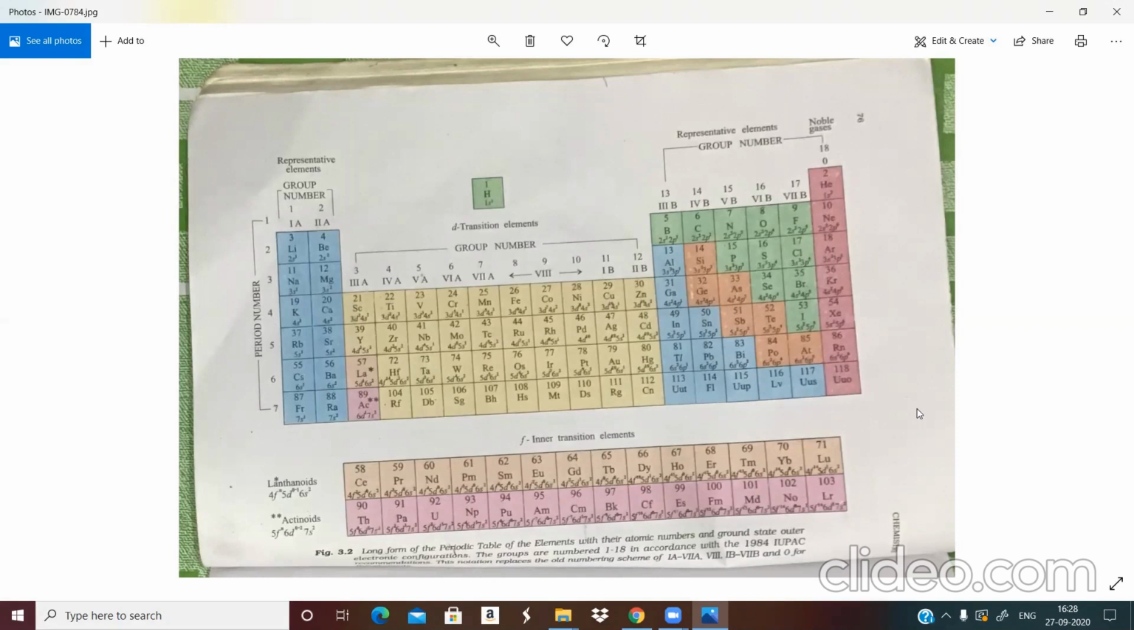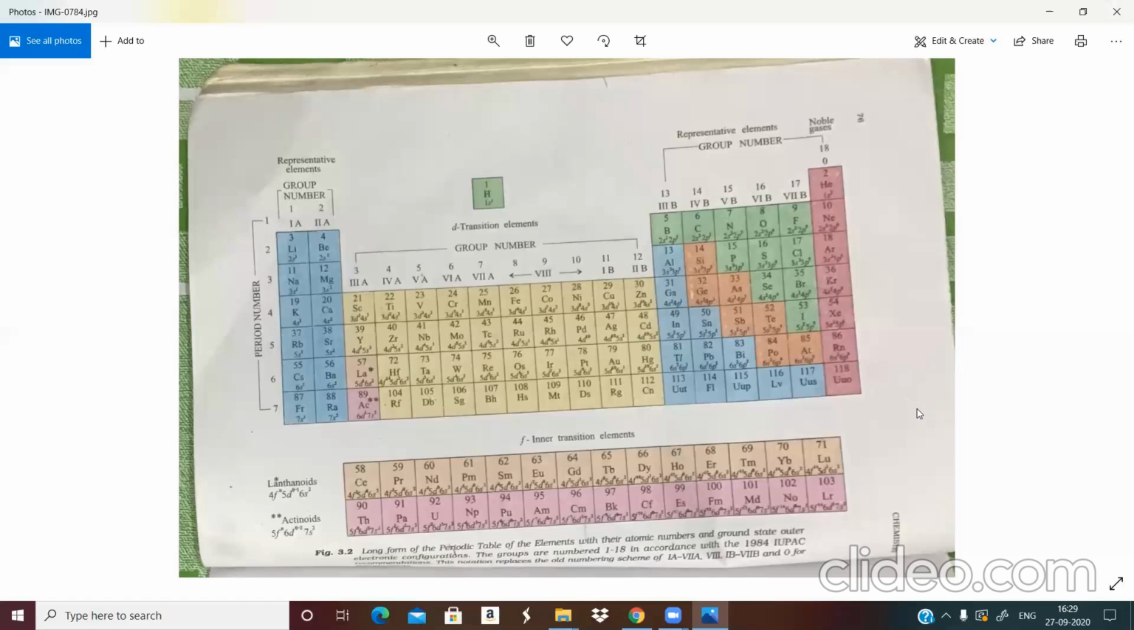Now we know that the period indicates the value of n for the outermost or valence shell. In other words, successive period in the periodic table is associated with the filling of the next higher principal energy level. That is, n is equal to 1 first period, n is equal to 2 second period, like that. It can be seen that the number of electrons in each period is twice the number of atomic orbital available in the energy level that is being filled.